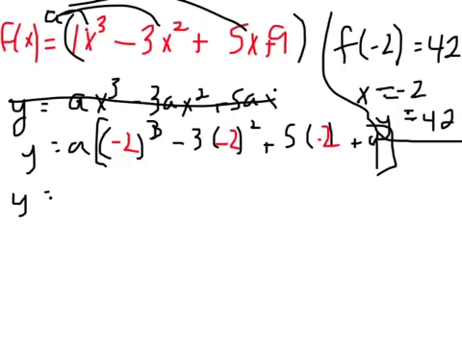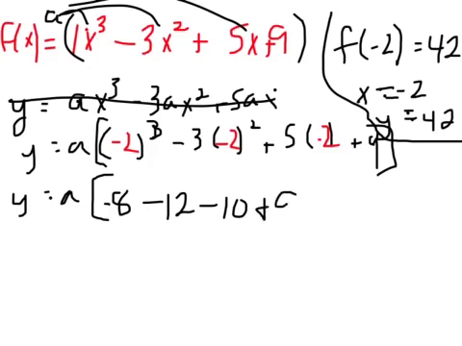That would be y equal a times negative 2 cubed is negative 8. Negative 2 squared is a positive 4, and a positive 4 times a negative 3 would be a negative 12. 5 times negative 2 is negative 10, and then 9. So let's clean this up. y equal a, let's clean up inside. Negative 8 minus 12 is negative 20. Negative 20 minus 10 is negative 30. Negative 30 plus 9 would be negative 21.